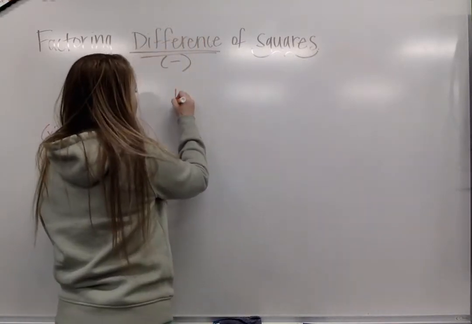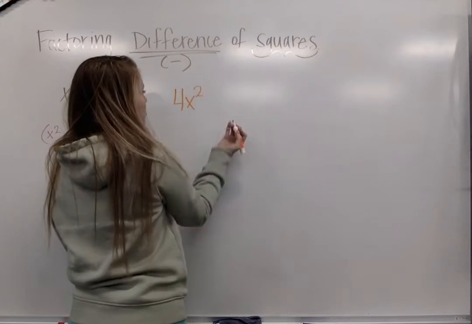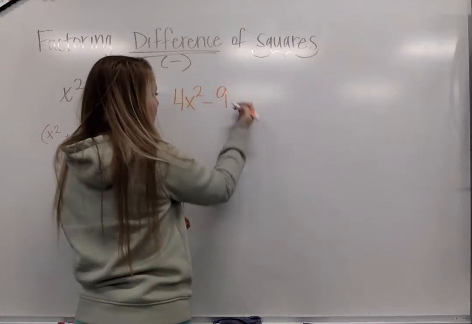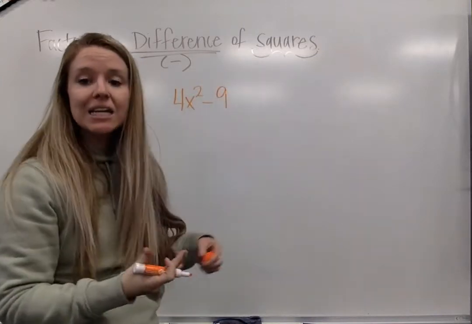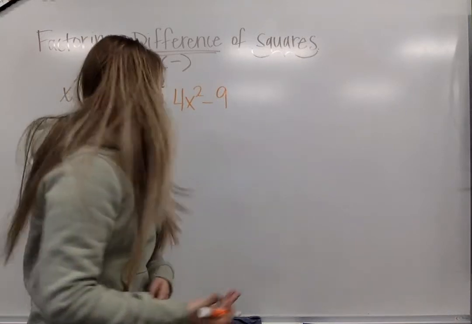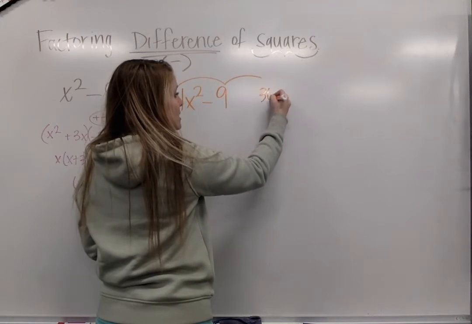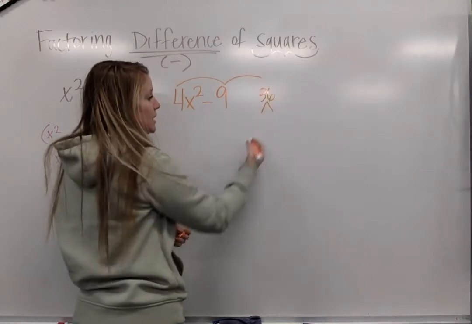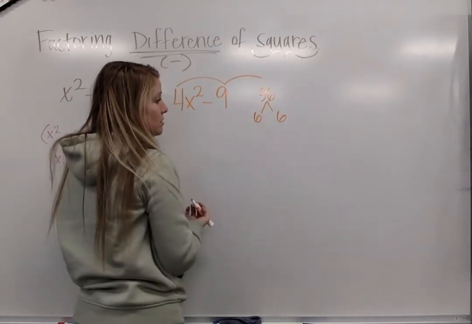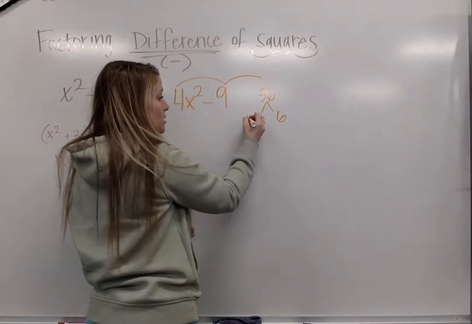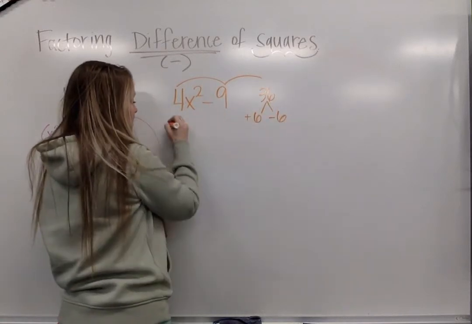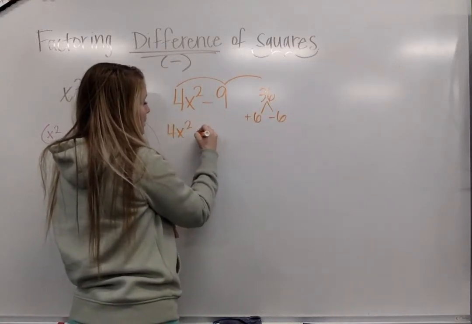So let's say we're going to have 4x squared minus 9. I'm just going to keep these numbers nice just for now, okay? Again, 4 times 9, we get 36. We've got to split the 36, which is 6 and 6. We want it to equal 0, so one is positive, one is negative, and then I can factor by grouping.